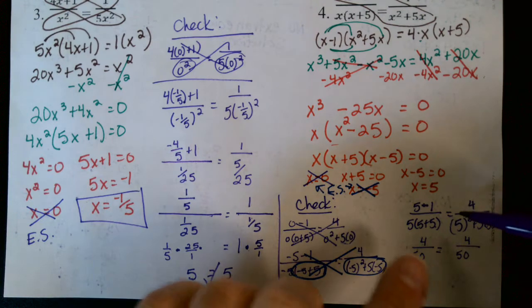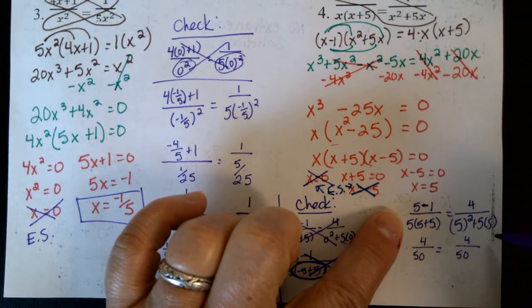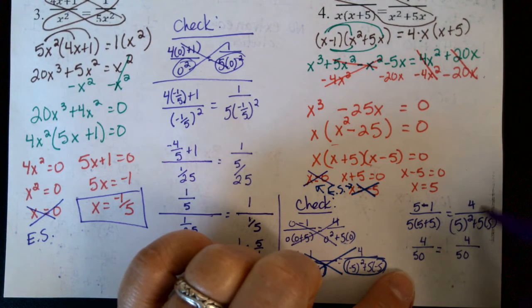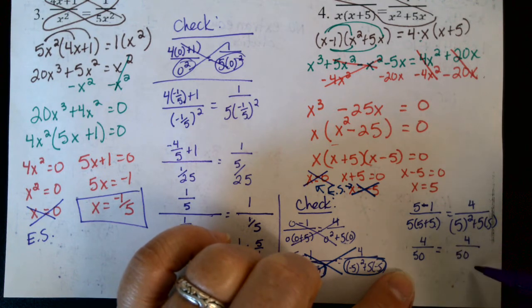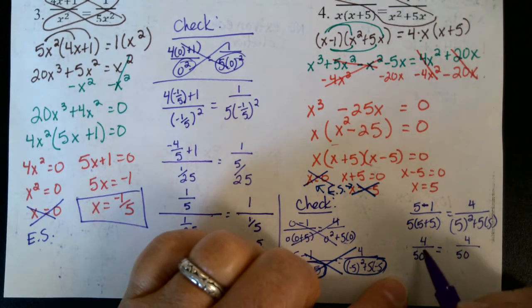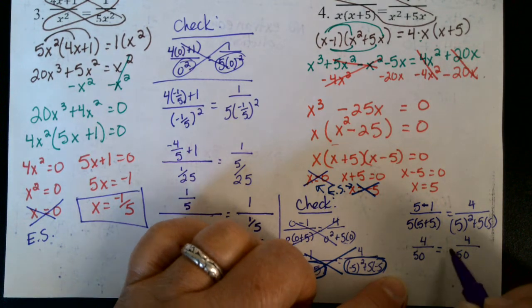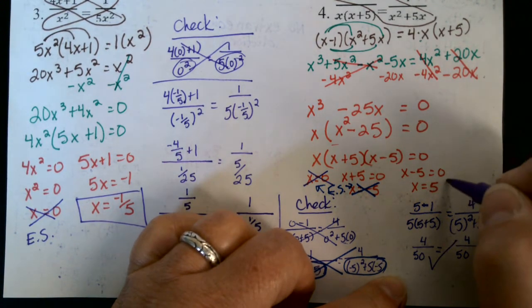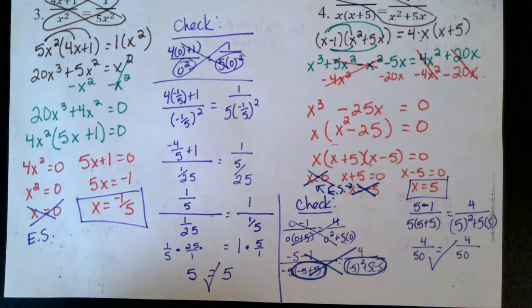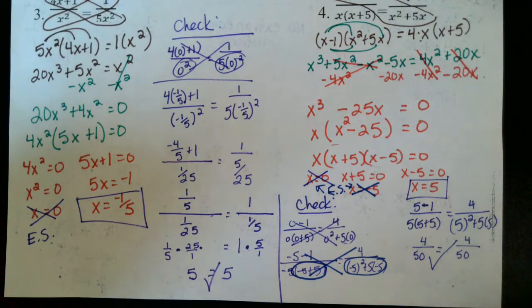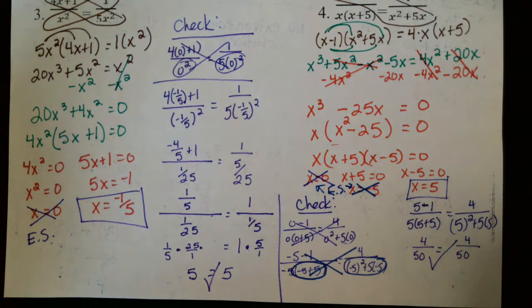And the last one, I plugged in 5 to my equation, and I've simplified and gotten to 4 over 50 equals 4 over 50. And I can reduce, obviously, but the point is I've got the same number equal to the same number. So that means it does work. That's all I needed. So the only solution to number 4, even though we got 3, the only solution that works is this one, x equals 5.